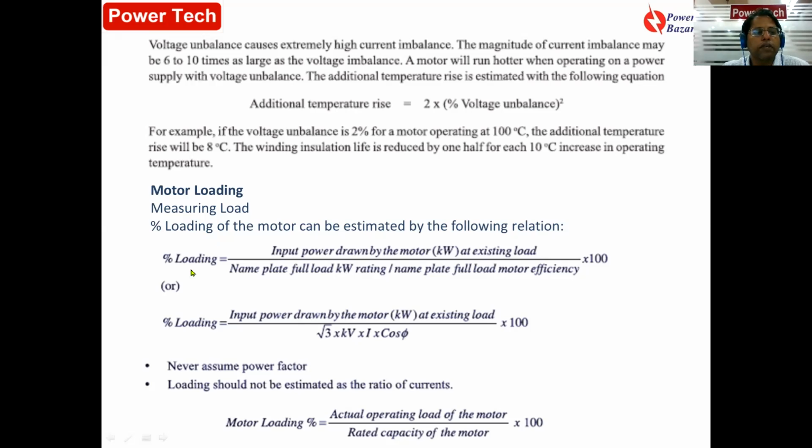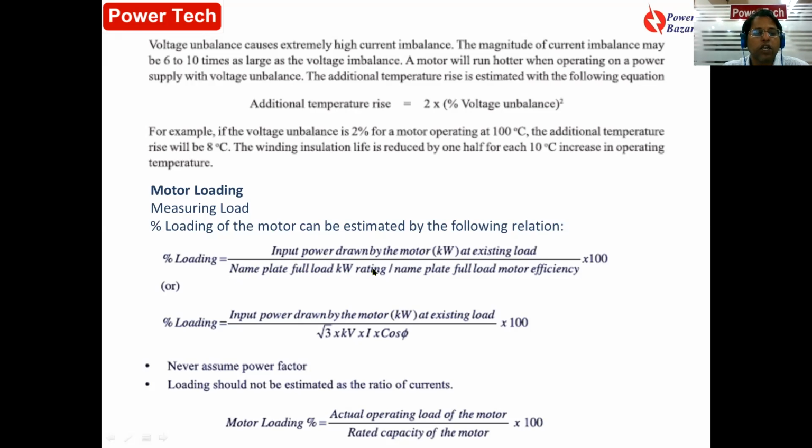Now how to calculate percentage loading? It is the input power drawn by the motor in kilowatt at the existing load. That means at the existing operating load, what is the input power drawn by the motor? Then divide by the nameplate full load kilowatt divided by the nameplate full load motor efficiency. Why do you have to divide by efficiency here? Because nameplate full load kilowatt is basically the mechanical output. So what will be your electrical input?